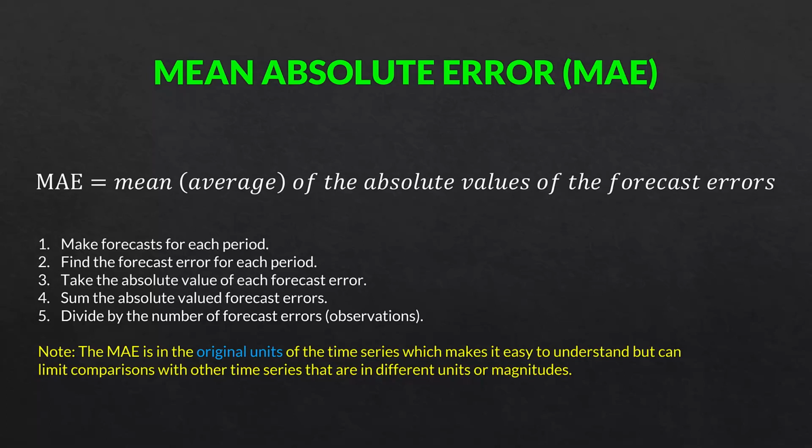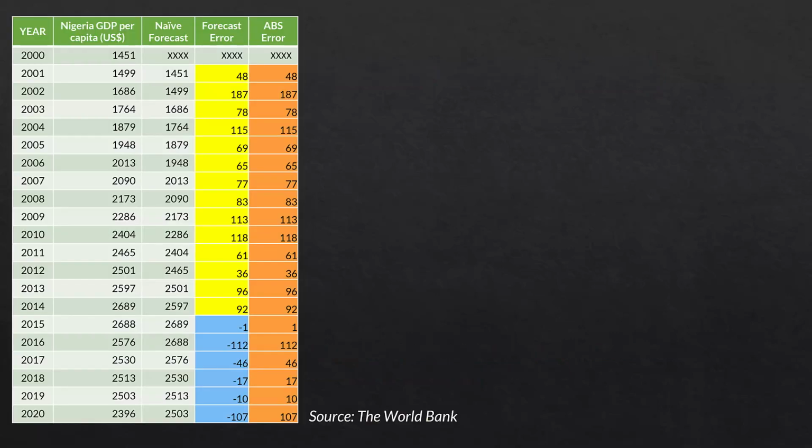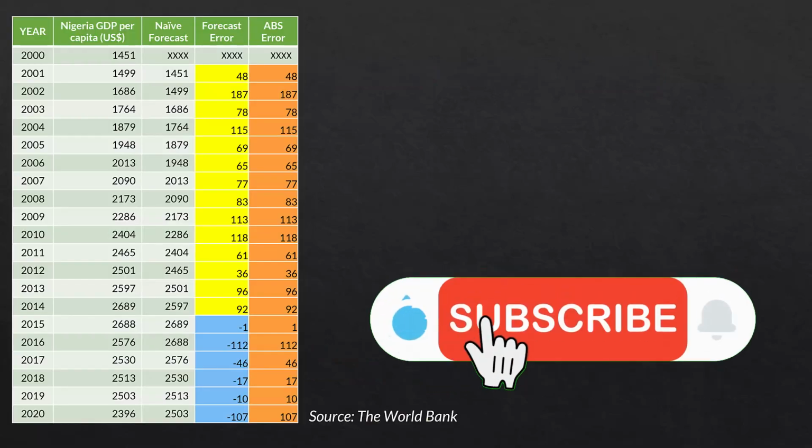So in this case, if we're looking at a different country or a different currency or something else, that might limit our comparisons. Also, this is not a standardized comparison like a percentage or something. So keep in mind that the MAE is in the original units of the time series. In the right-hand orange column, we have our absolute errors.